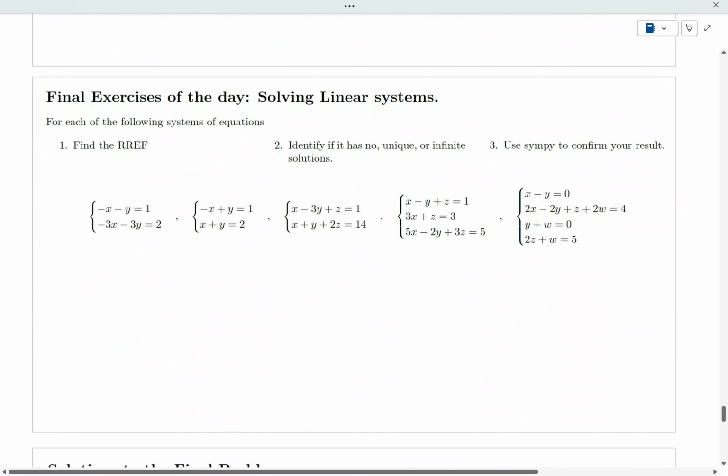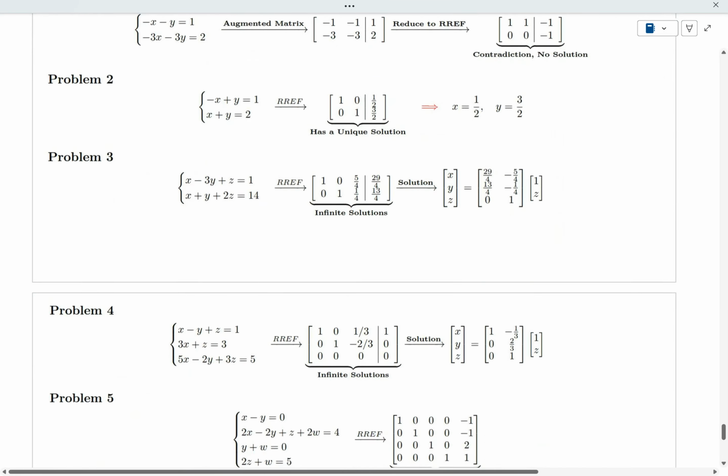Right, the final exercise of the day, solving linear systems. You have 5 problems you need to solve, and at the end of the day, I can just talk and talk and talk. It's not until you do it yourself that you start absorbing this knowledge. So start doing this, and the solutions are here.